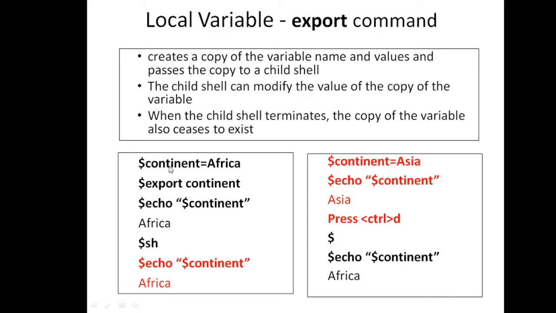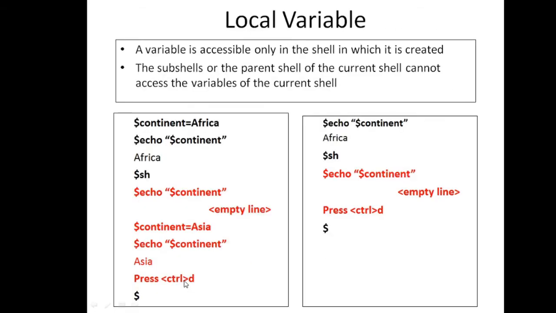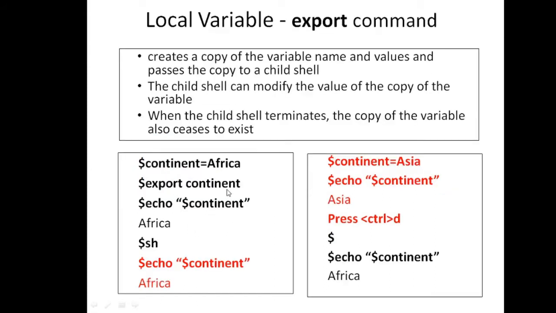So here you can see that I have a variable continent, I am assigning a value Africa and then exporting that variable name. Now I just display that. I get Africa. I create a child shell and here I'm displaying it again. I get the answer Africa. If you remember, in the previous case, when I tried to display that, I got an empty line. Since I have given an export command, the variable and its value are copied into the shell.